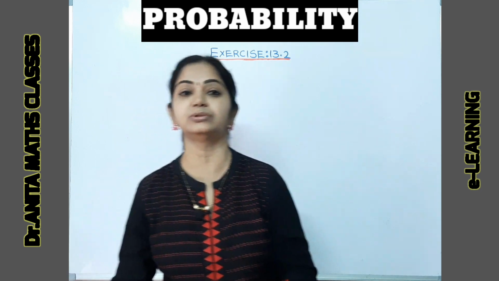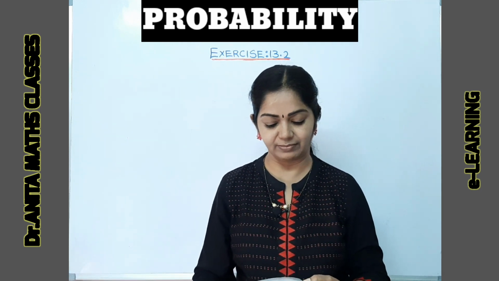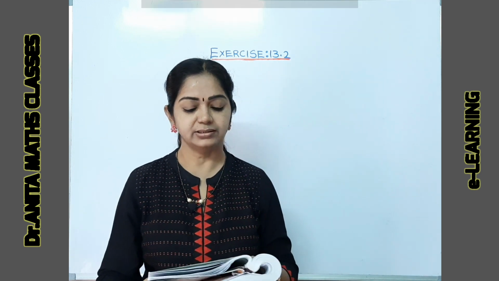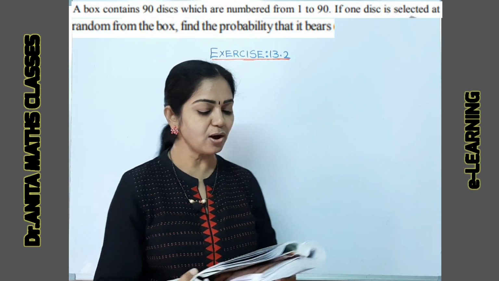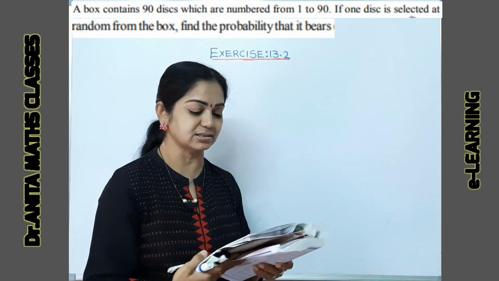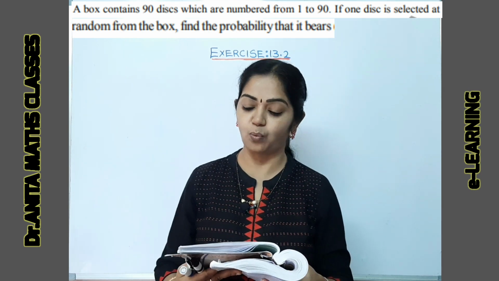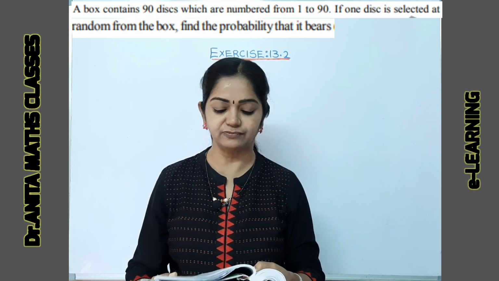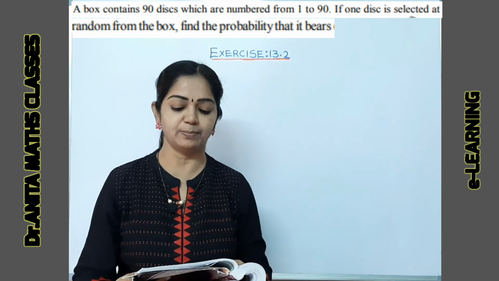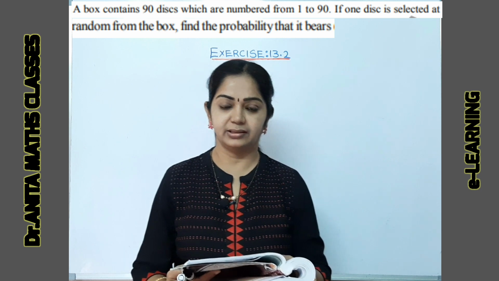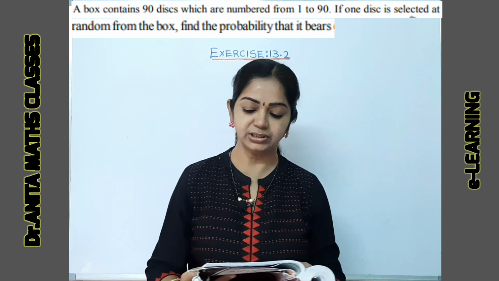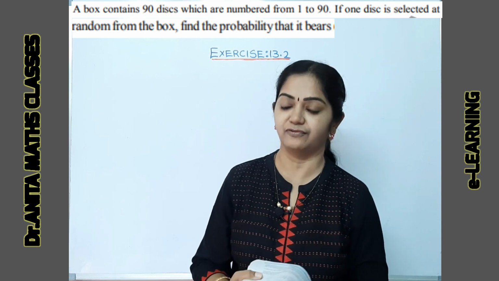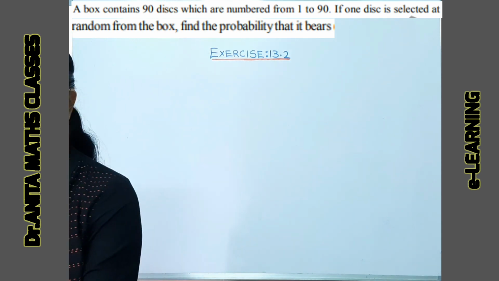Let me read out for you the 10th problem, and I will be completing the exercise today in this class. A box contains 90 discs which are numbered from 1 to 90. If one disc is selected at random from the box, find the probability that it bears: a 2-digit number, a perfect square number, a number divisible by 5. So, we need to find the probability.